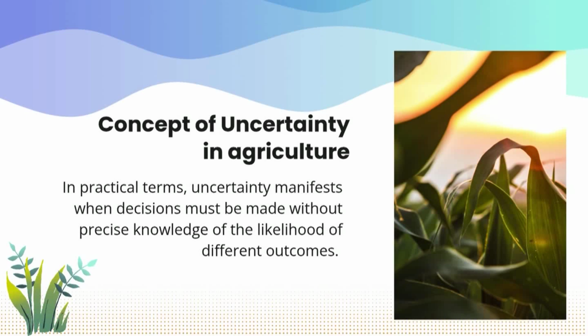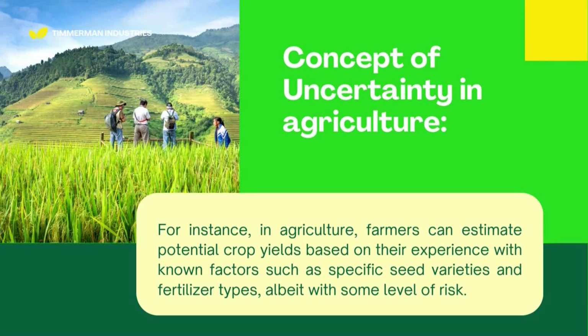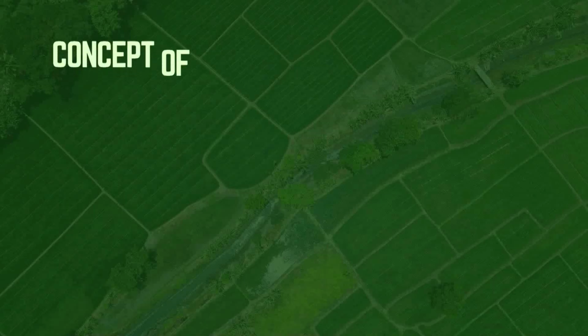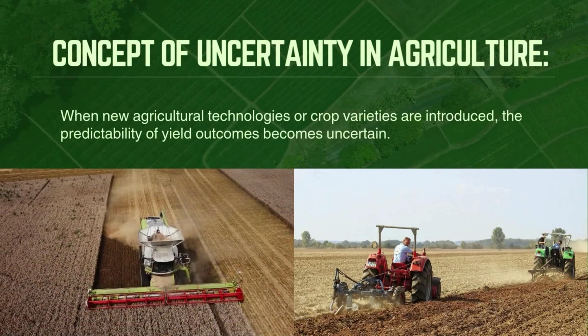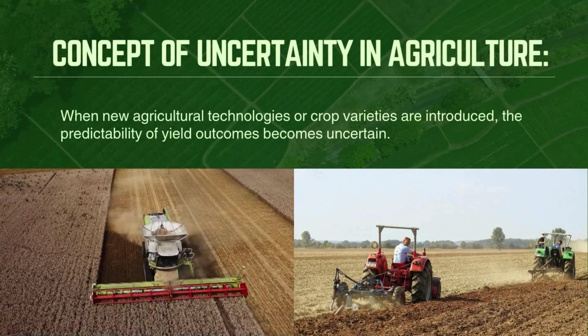For instance, in agriculture, farmers can estimate potential crop yields based on their experience with known factors such as specific seed varieties and fertilizer types, albeit with some level of risk. However, when new agricultural technologies or crop varieties are introduced, the predictability of yield outcomes becomes uncertain. The potential impact on yield due to such technological changes cannot be accurately estimated beforehand because the effects are not fully understood or predictable based on past experience.